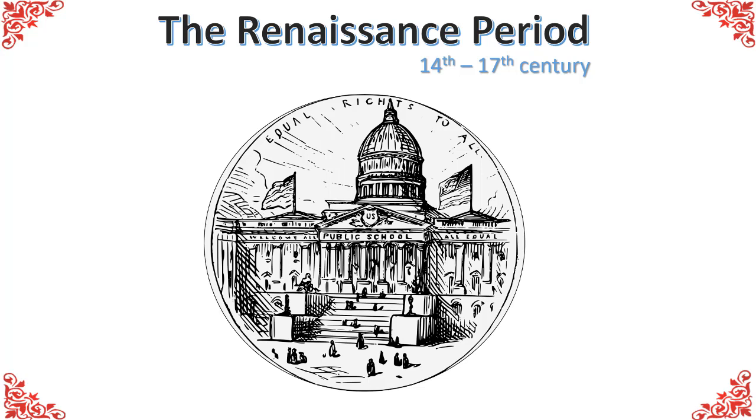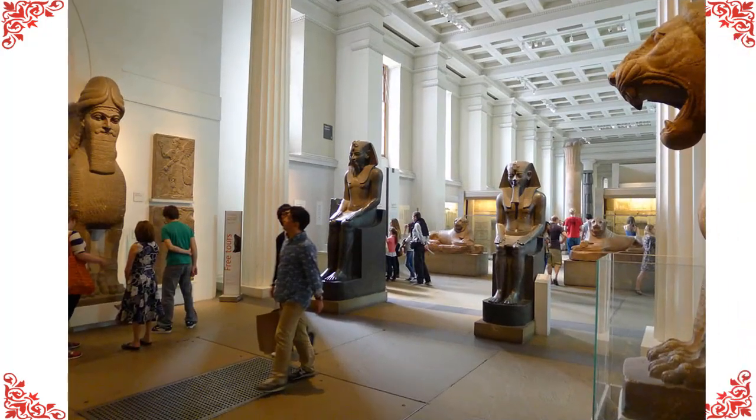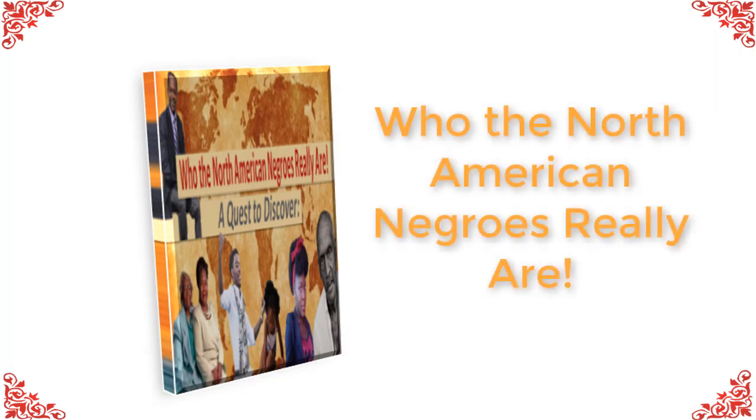Next, I present to you a few images of the sovereign melanated people of Europe before the time of their domination by non-melanated elites. Now, the British Museum Archive has hundreds of small prints, engravings, sketchings, and studies of melanated people in England from the Middle Ages, the Renaissance, and early modern eras. I plan to include more in my upcoming book titled, Who the North American Negroes Really Are.